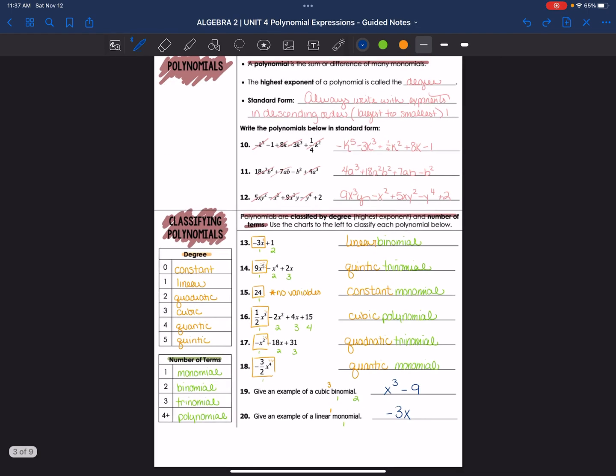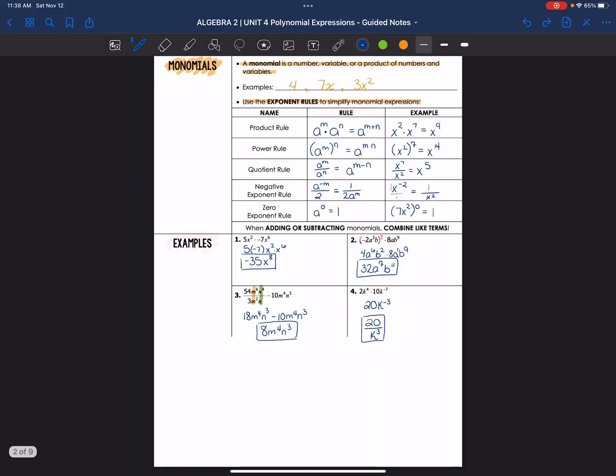Ladies and gentlemen, that is classifying polynomials by both their degree and the number of terms. We've taken care of both of our learning goals now. I hope that you all enjoyed that, it was very instructive and informative.